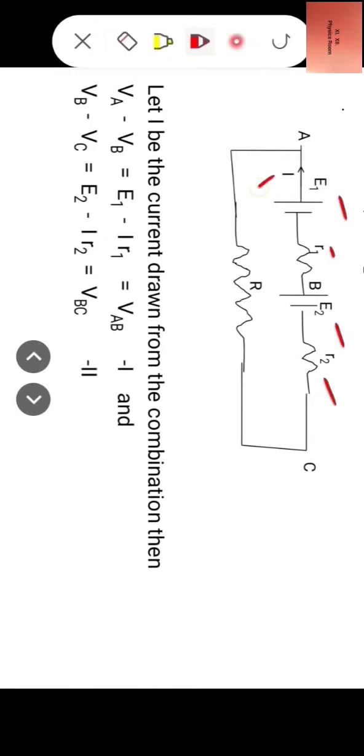Let I be the current drawn from the combination, then potential difference VA minus VB is equal to E1 minus IR1, or it is equal to VAB. So let us mark it as equation 1. Now potential difference VB minus VC is equal to E2 minus IR2, and let it be equal to VBC, and let us mark it as equation 2.